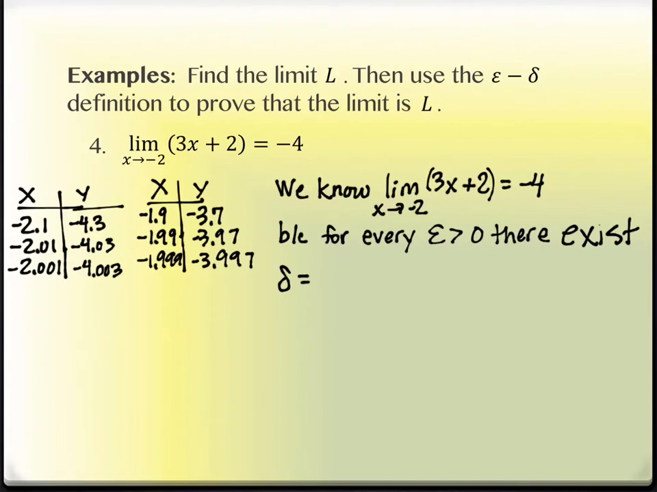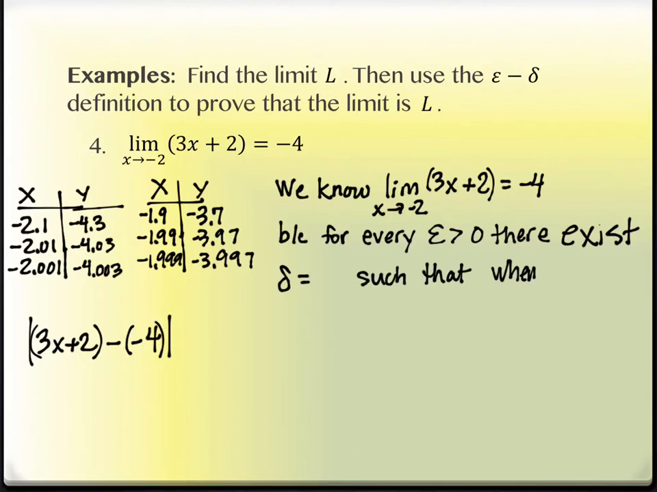Delta is equal to something such that when, okay, we're going to pause right here and actually do the calculations that I was showing on the previous slide. So we take the 3x plus 2 and we subtract the 4 inside of absolute values. I'm sorry, subtract -4. My apologies. We subtract the limit value, which is -4, and we set it less than epsilon. It's always the function minus the limit value less than epsilon, inside of absolute values on the left-hand side. We do a bit of algebra manipulation on the left.